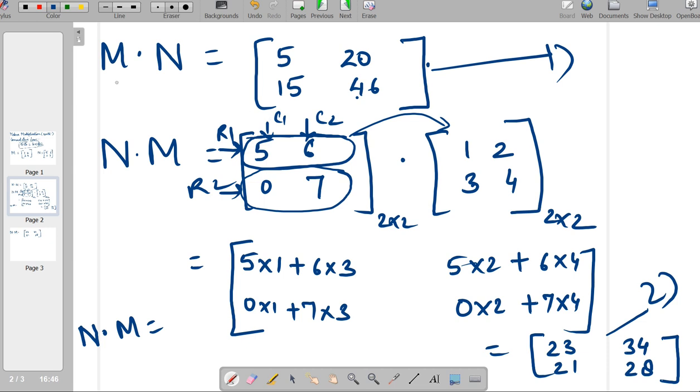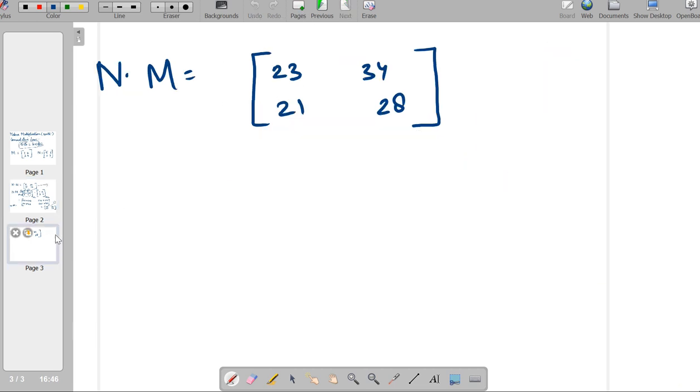Means M and N, you're taking the same matrices, but if you change the order of the matrices, the product you get is totally different. The products will not be the same. So M dot N is giving you this resultant, and N dot M is this: 23, 34, 21 and 28. That means the commutative law is not followed, or cannot be followed, in the case of matrices, since you are not getting the same product when multiplying the matrices.